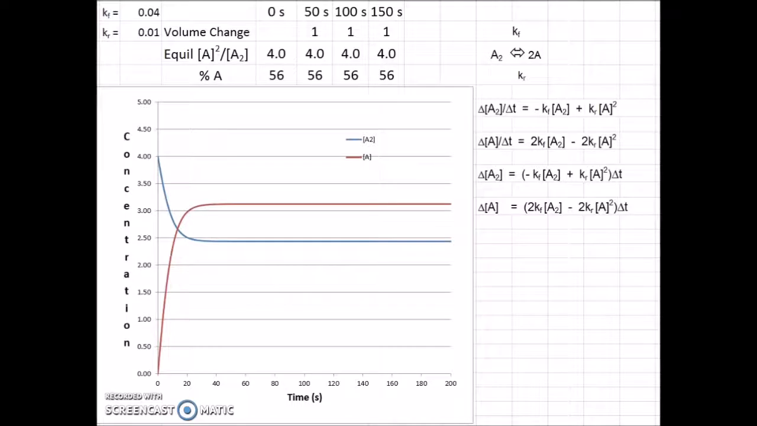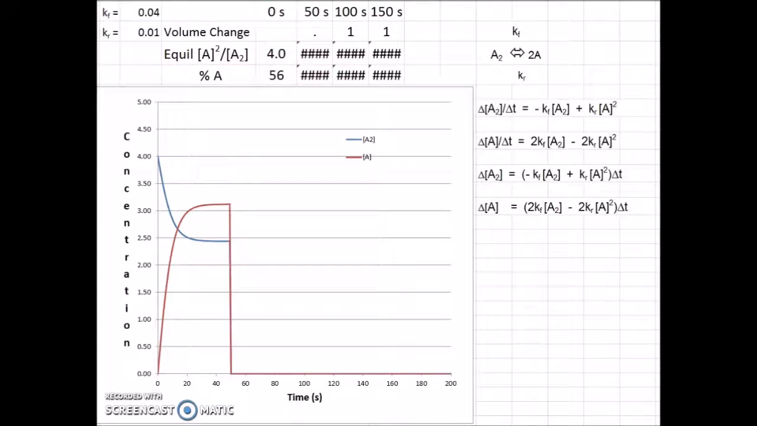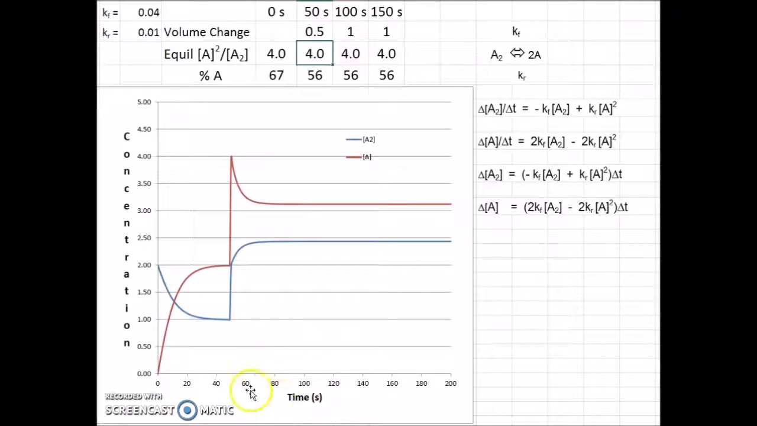And now let's change the volume at 50 seconds. I'm going to change it from 1 liter to 0.5. I'm going to stuff all those molecules into a smaller volume. It's probably going to go off scale. So let me make this 2 first. Okay, so now I'm going to make the volume 0.5. And so at 50 seconds, the volume halves. Of course, the pressure doubles. All right, concentration doubles, and it's no longer at equilibrium.